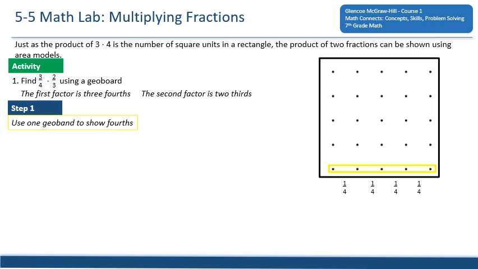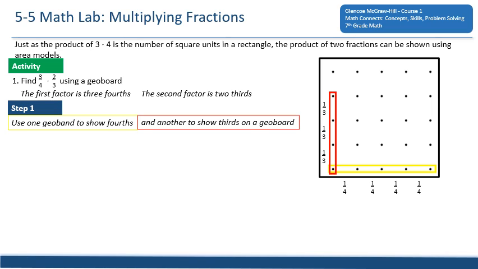So step 1, use one geoband to show fourths. That yellow rectangle represents a band around those pegs. There are 5 pegs, and that means there are 4 spaces, so each one is 1/4. And another to show the thirds on a geoboard. So that red rectangle represents a red band around 4 pegs. There are 3 spaces, so it's thirds.